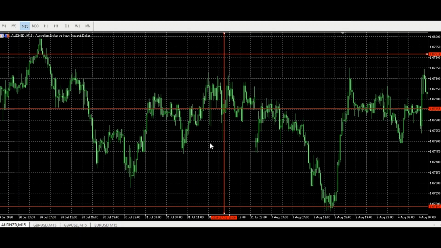The next one is Australian dollar New Zealand, and as you remember, this trade was also profitable. So don't be afraid of the large candlesticks. It was actually the night, and the spread was very, very high. So what we have here, this was my entry point.